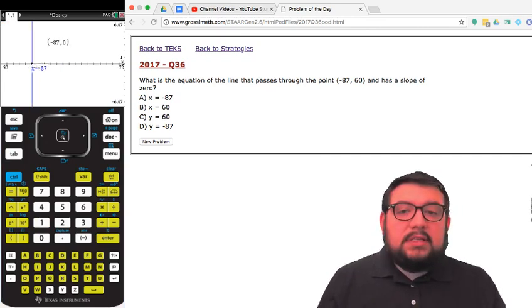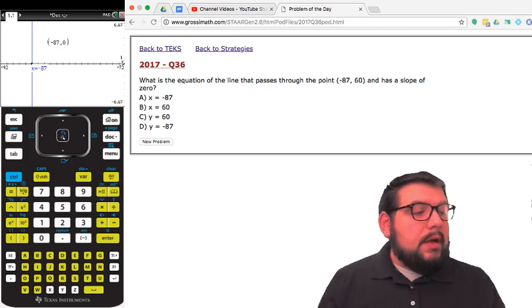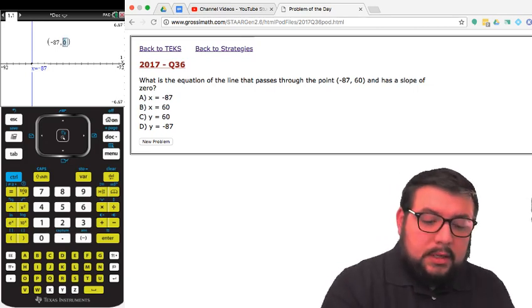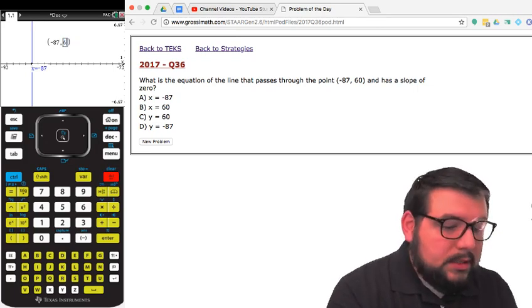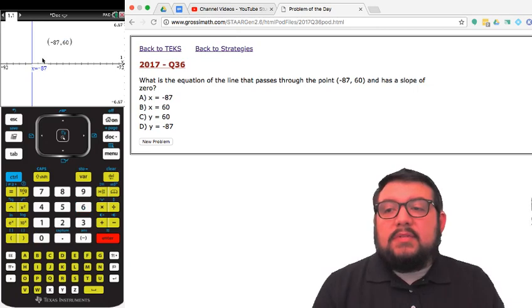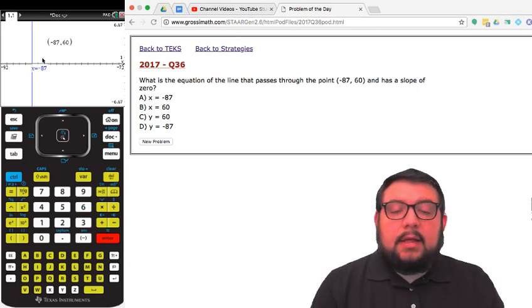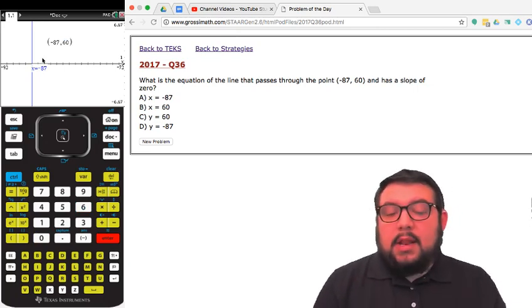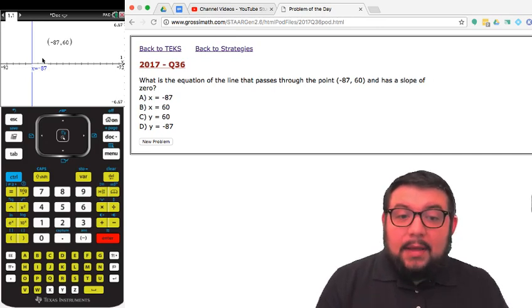Okay, it says negative 87 with 0. But the negative 87 looks okay. I just need that 0 to change to a 60. And if the calculator accepts it, then that's a valid point. Okay, so negative 87 and 60 are on this line. That step 1 is done. Now I'm going to check step 2, GRA.